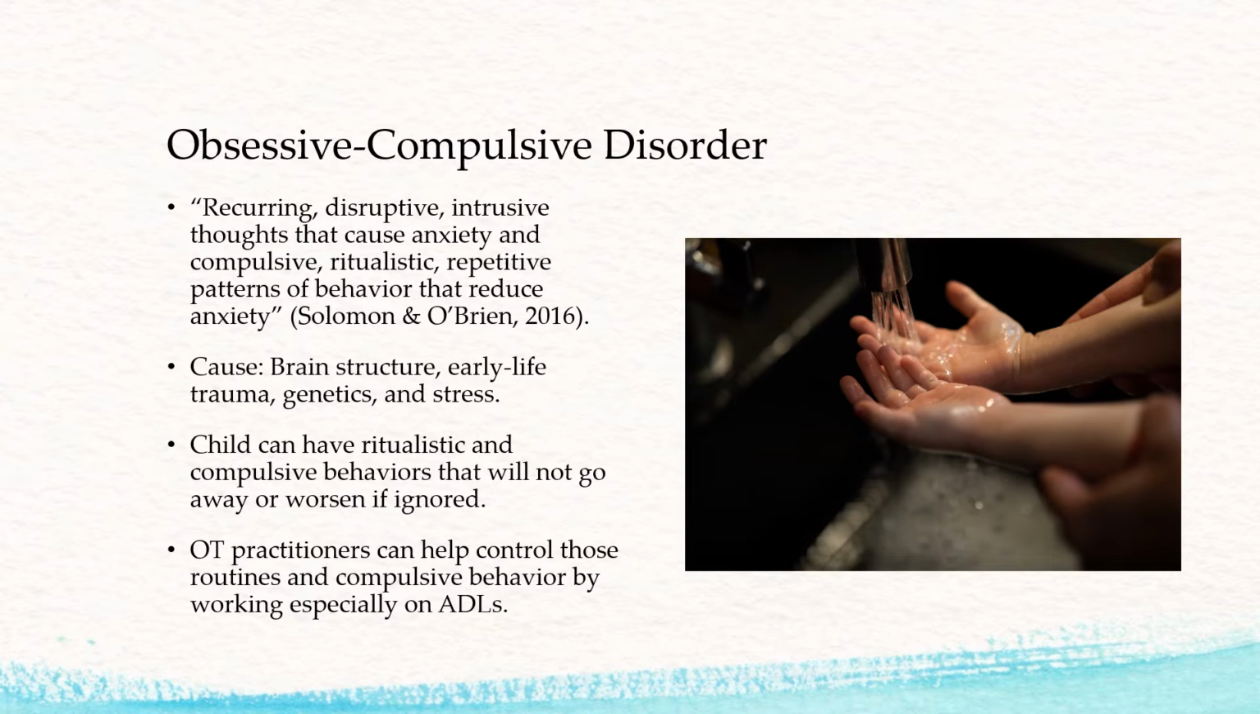A child has compulsive behaviors of rearranging, ritualistic routines, and acts in ways to prevent harm to family members. This behavior disrupts their daily routines, concentration in school, and task completion. OT practitioners can help treat with cognitive behavioral therapy. They focus on controlling those routines, especially ADLs.